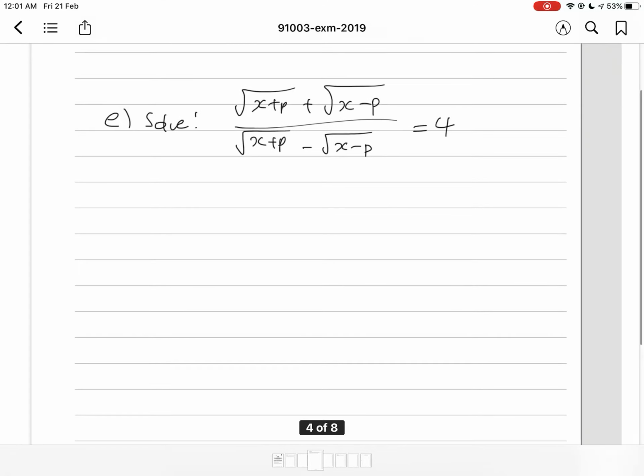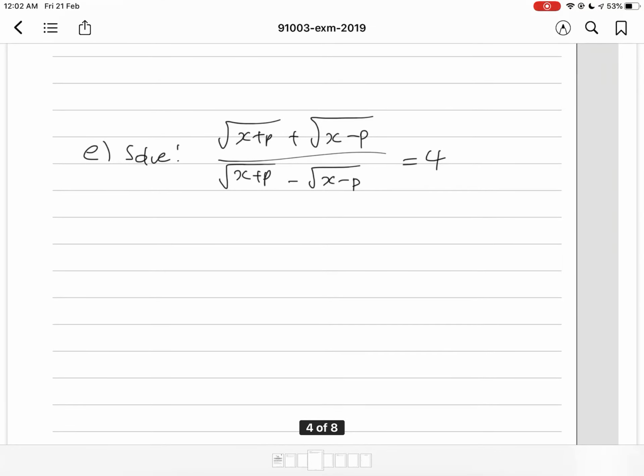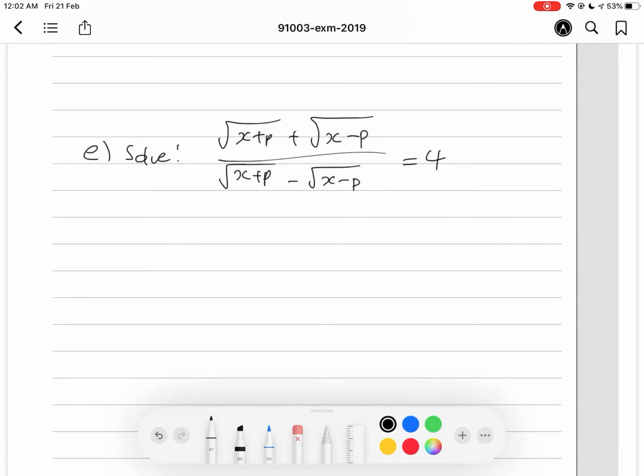Alright, question E. We're going to be solving for square root of x plus p plus square root of x minus p, a whole thing over square root of x plus p minus square root of x minus p, equals 4. To do this question, first thing, we should multiply both sides by the denominator. So we have square root of x plus p plus square root of x minus p equals 4 times square root of x plus p minus square root of x minus p.